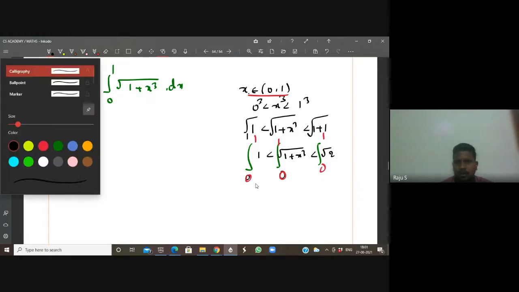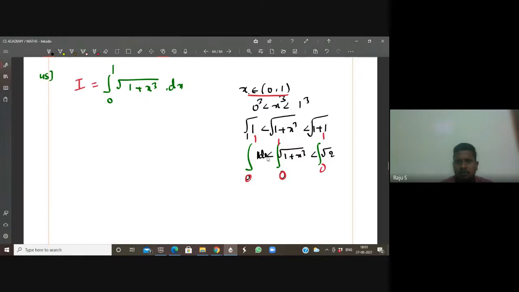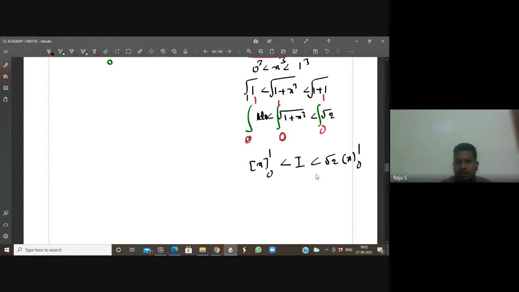So what is the integral of 1 into dx? Here x from where to where? 0 to 1. Lesser than. Shall I write this is 1, I lesser than root 2 times of x from 0 to 1. So what about this value on the left side, upper limit minus lower limit? 1 lesser than I lesser than root 2. So according to this you may write root 2 is greater than I is greater than 1.